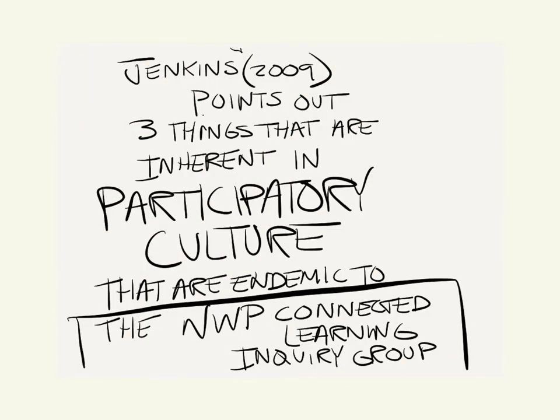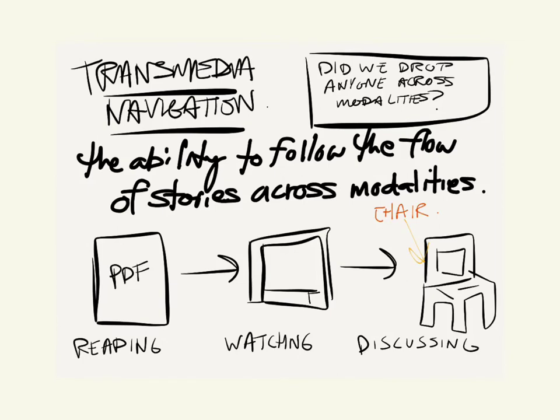And sort of my avenue to talk about what emerged in the inquiry group is that Jenkins, I should say 2006, not 2009, points out three things that are inherent in participatory culture that are endemic to the National Writing Project's Connected Learning Inquiry Group. Endemic, I don't know if I should have used that word, I could find a better word. But yeah, let's talk about these three things.